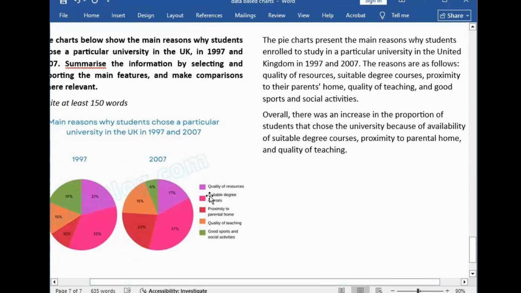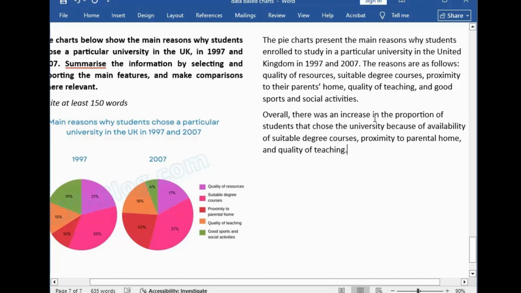Availability of a suitable degree course basically means I'm picking that university because there's a suitable degree course for me there. That's why I'm picking it. Same thing with quality of resources. You see the way I'm adjusting my sentences. You can say because of the quality of the resources there, or because of the availability of quality resources. In English, you need to be able to demonstrate good grammar.